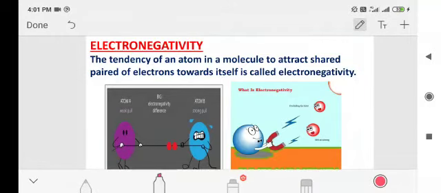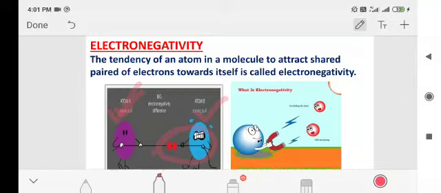Just to see here, an example is given. Two atoms are here. On the right side, the atom represented in blue color is considered a strong one. This is only a diagrammatic representation. And the left side has a weak pull. So the one which is stronger is pulling the shared pair of electrons towards itself.